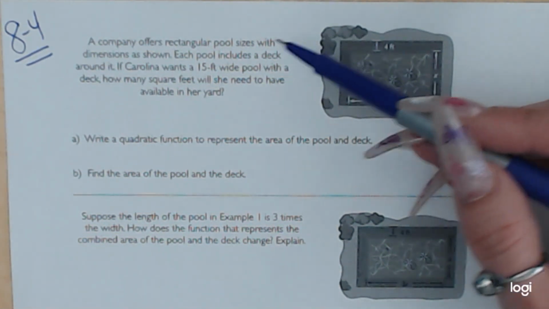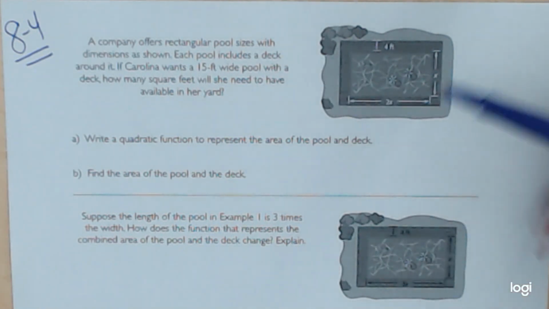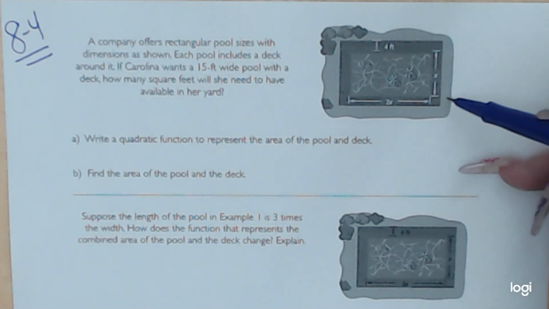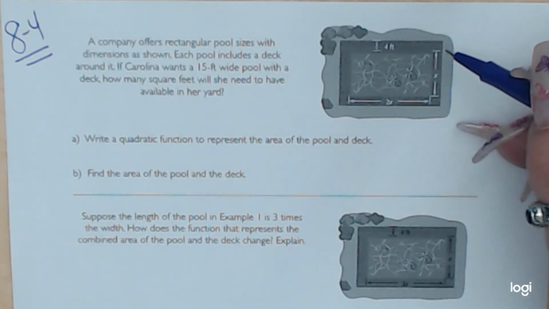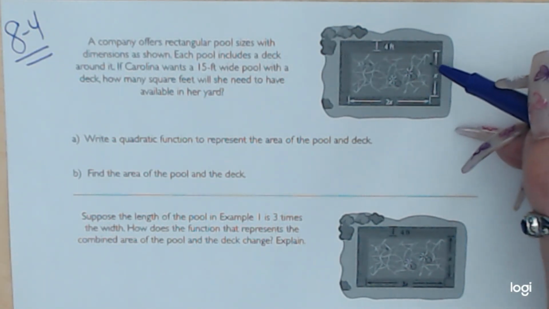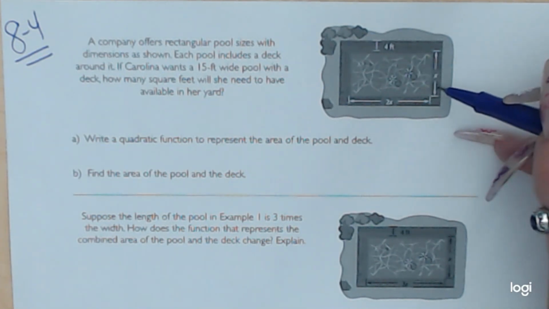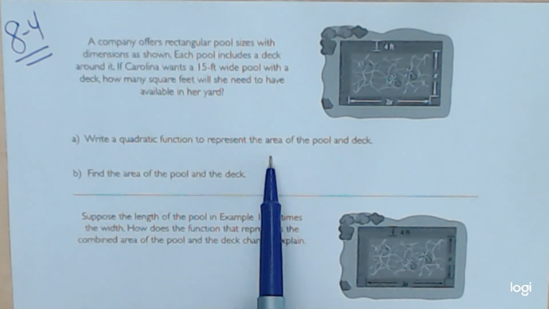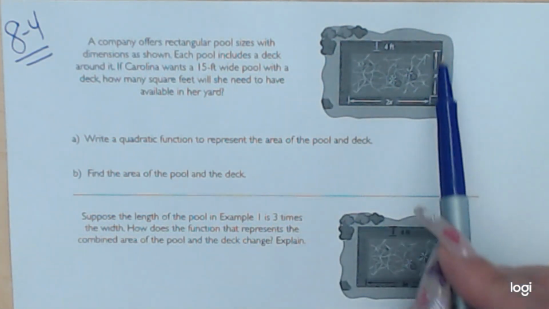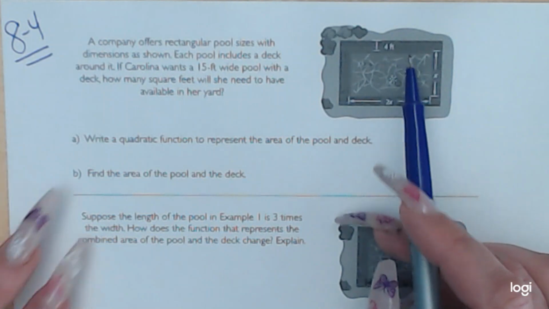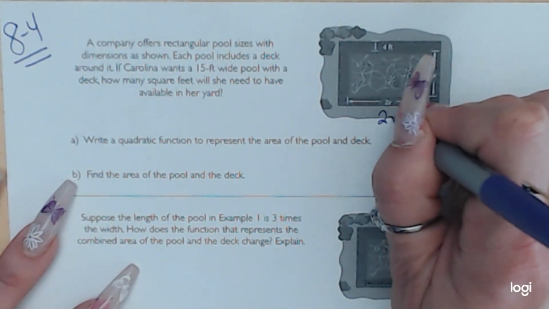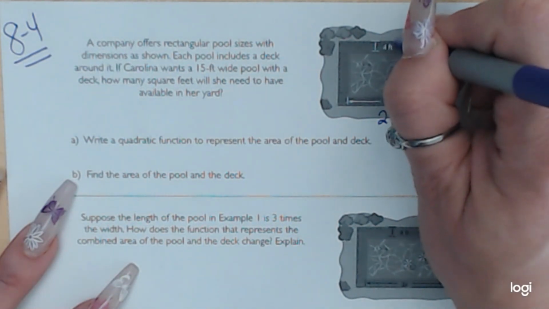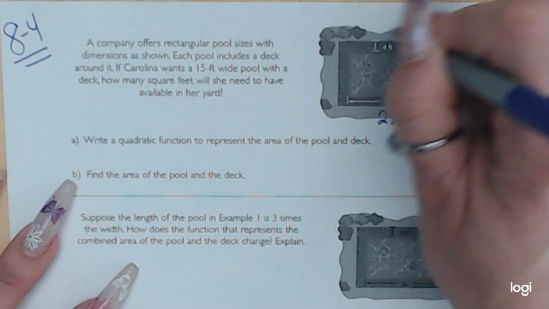A company offers rectangular pool sizes with dimensions as shown. Each pool includes a deck around it. If Carolina wants a 15-foot wide pool with a deck, how many square feet will she need to have available in her yard? Well, the first thing we need is a basic quadratic function that's going to represent the area of the pool, including the deck. So we have these dimensions here. This length is 2x, the width is x, and the width of the deck around it, all the way around, is 4 feet.